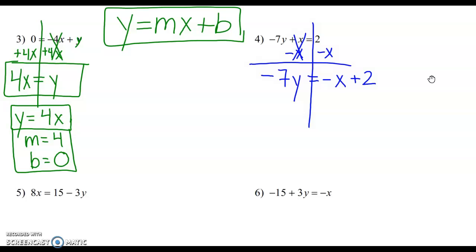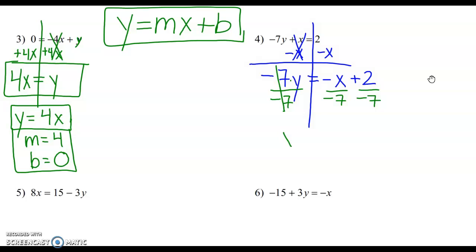Y is still not alone because it's being multiplied by negative 7. So the opposite of multiplying by negative 7 is to divide by negative 7. So this whole entire right-hand side gets divided by negative 7. I like to take the time and write it individually under them so I can see the fractions that are being created that I'm going to have to reduce.